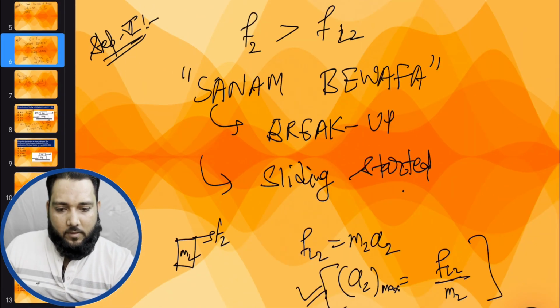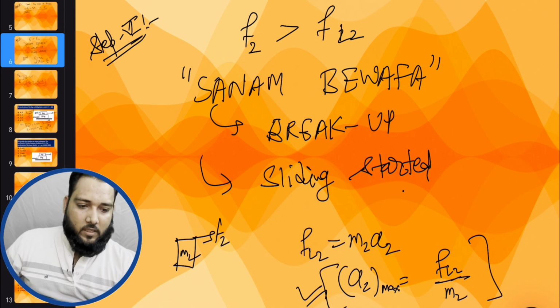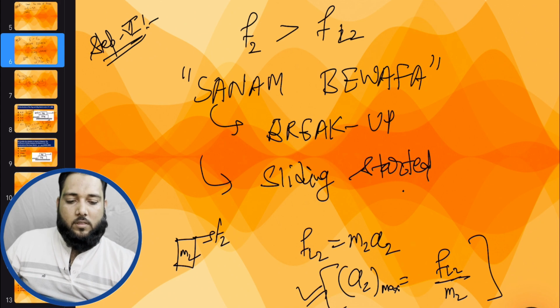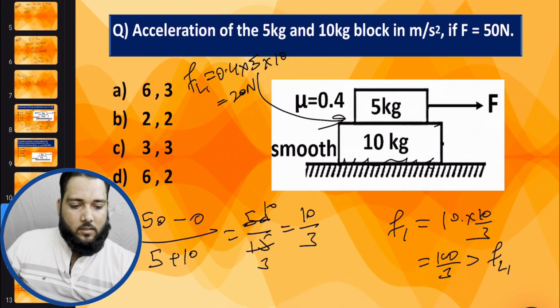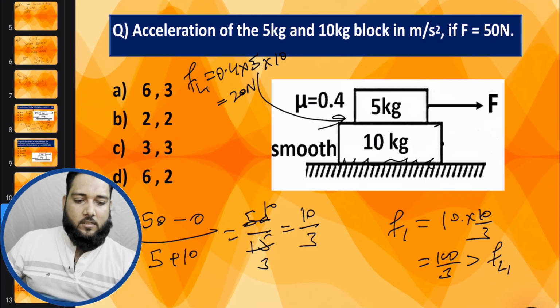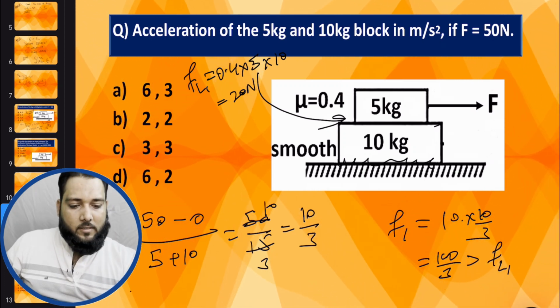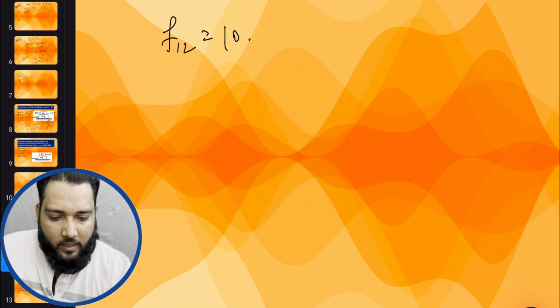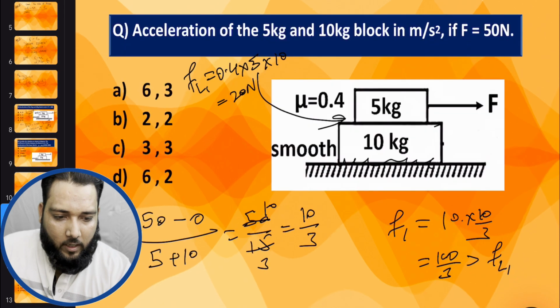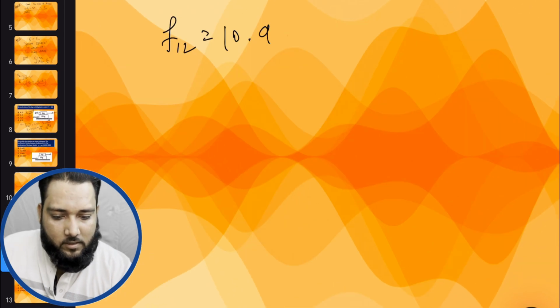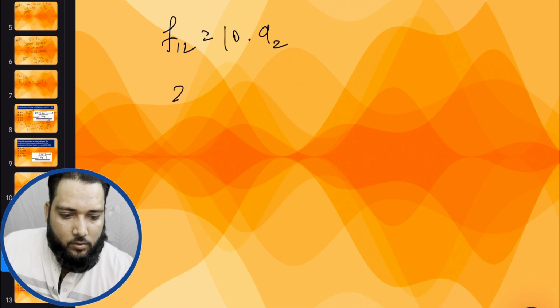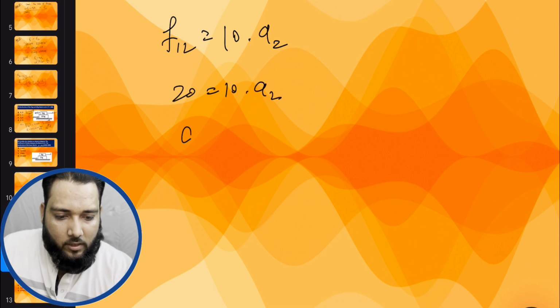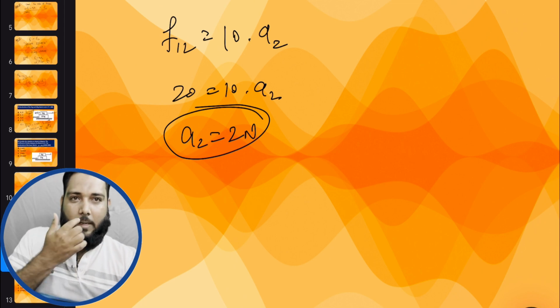Now the next step, that is step 4, sliding started. So for the M2 block, in this case, this will be the 10 kg block. For 10 kg, the friction is responsible. So we will consider that it is limiting friction here. So that is limiting friction, and for the 10 kg block, 10 into, this is the lower block, so we can take this as 80. FL1 is 20, that is 10 into A2. So A2 will be 2 meter per second square. Are you getting my point?